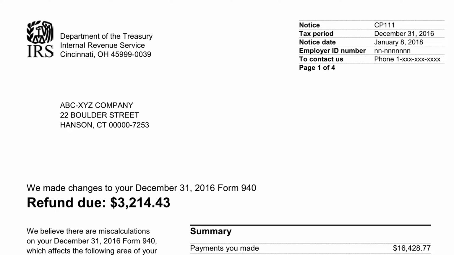We'll be going over IRS Notice CP111. This is a tax notice that you might receive from the Internal Revenue Service if there was a math error in your Form 940 that resulted in a tax refund. So let's take a quick look at your Form 940.